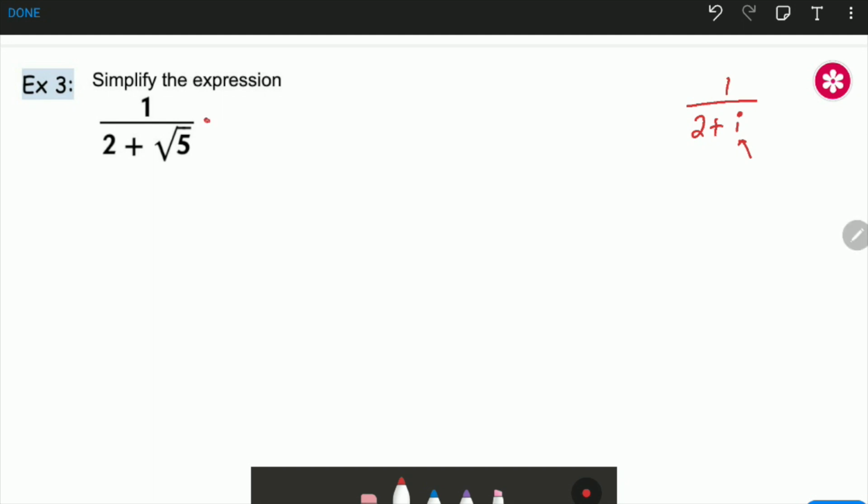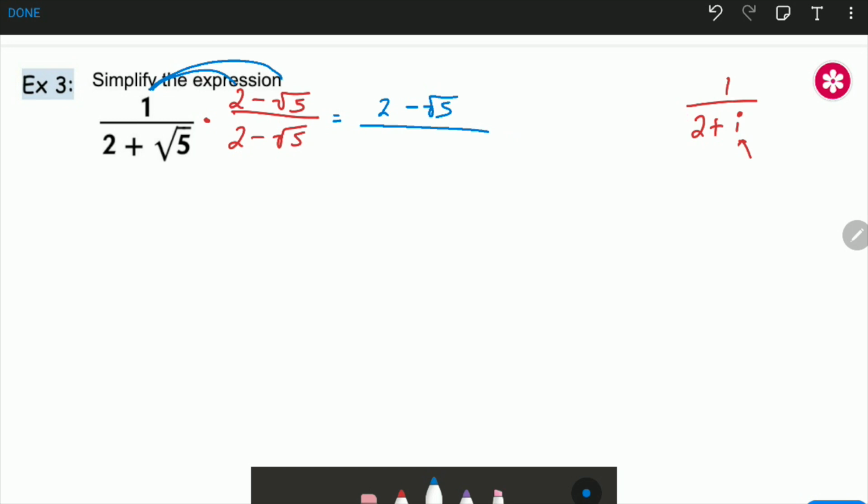So the conjugate, if you recall, is the same expression, just changing that sign in the middle. So we'll multiply the top by 2 minus radical 5 over 2 minus radical 5. Multiply top and bottom by the conjugate of the bottom. We would distribute things out. 1 times 2 is 2. 1 times negative radical 5 is negative radical 5.